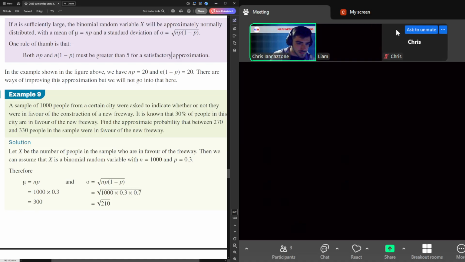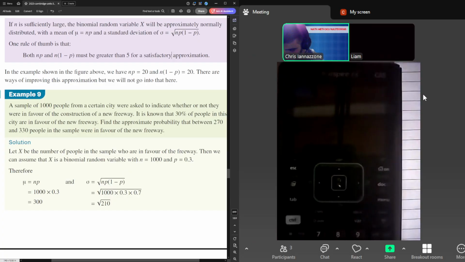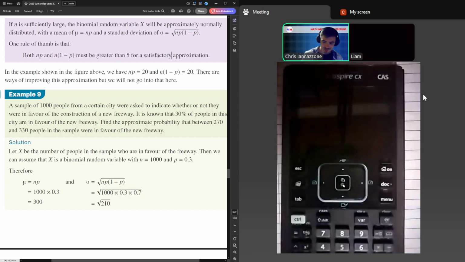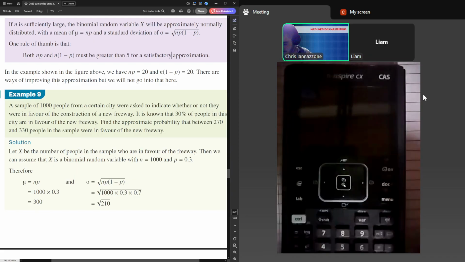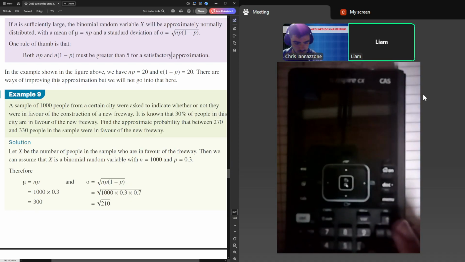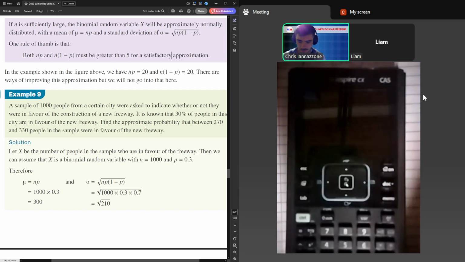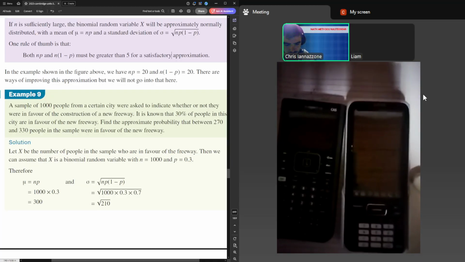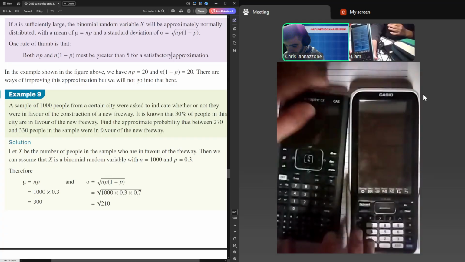Do you remember where the normal distribution functions were? That's fine. Do you know what CAS you have? You've got basically two options, either the Casio or the TI Inspire. Okay, so it's this CAS. Yeah, you've got Casio. Okay, Casio, alright, that's fine.